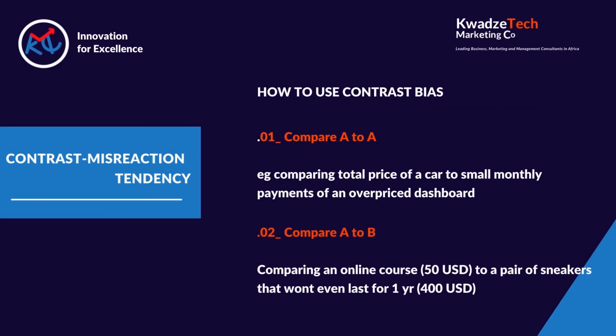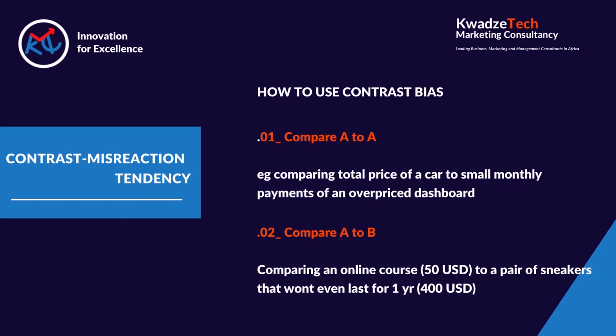Now, there are 2 types of contrast bias, or there are 2 ways to apply contrast bias. The first way is comparing A to A, and the second way is comparing A to B. That is like apple to apple, maybe apple to orange. Now, how do we apply apple to apple? Like we said in the first example, comparing A to A, these are related products, but one is overpriced compared to the other, but they are being compared.